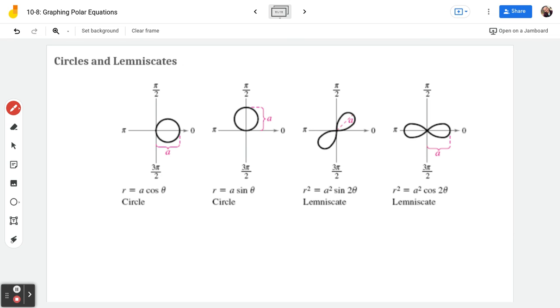Last one are circles and lemniscates or something like that. So these are all some examples of very interesting looking polar equations that you guys can potentially use on your project in the future.